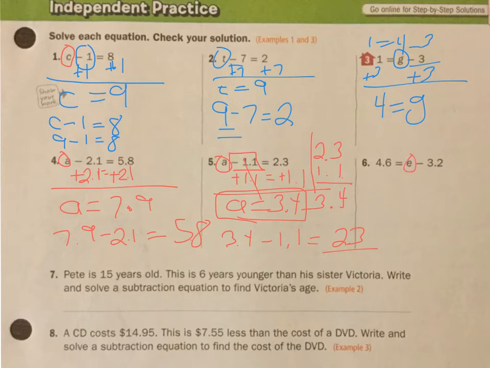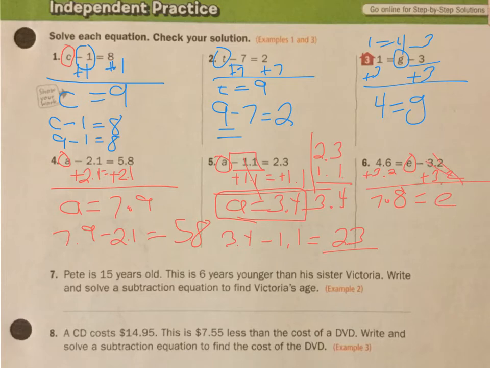I want to get this E all by itself. So let's get rid of that 3.2. The way I'm going to get rid of a negative 3.2 is I'm going to add 3.2 to each side. 3.2 plus 3.2. Okay. So if I add these two up, my decimals line up. That's 8, 7. 7.8 equals E, and those cancel each other.